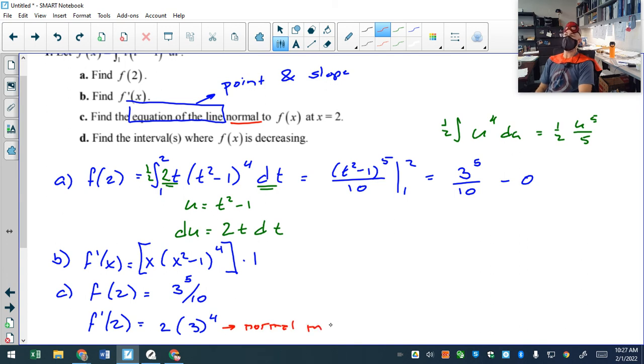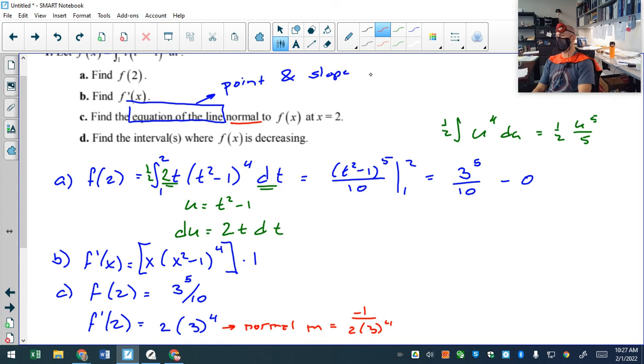And again, I'm going to keep it easy on myself. It's the negative reciprocal of that, so it'd be negative 1 over 2 times 3 to the 4th, and that's acceptable. You don't have to turn it into a fraction of 2 integers. You can leave it in some weird mathematical something like that. Same thing with f of 2. That y coordinate is kind of ugly, but I know it's correct.